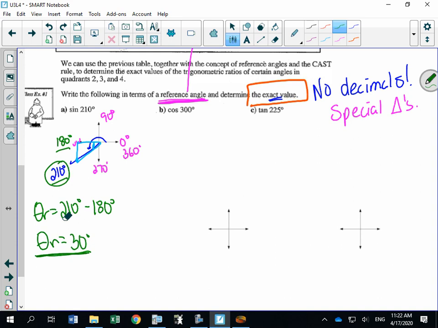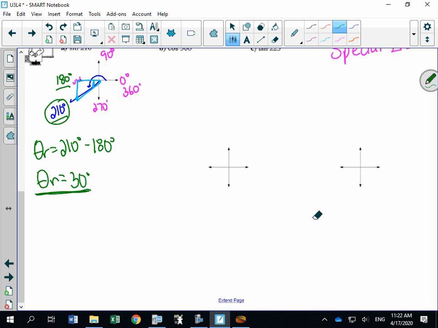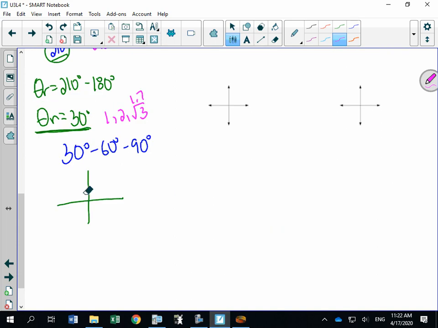Now that we have a reference angle of 30 degrees, you need to do your special triangles. What special triangle was our 30-degree special triangle? That was the 30, 60, 90 degree special triangle. Remember, I said to memorize the numbers 1, 2, root 3. Root 3 is approximately 1.7. We have to have this triangle memorized, and I always draw my special triangles in quadrant 1. That's the only quadrant you really need to have memorized.